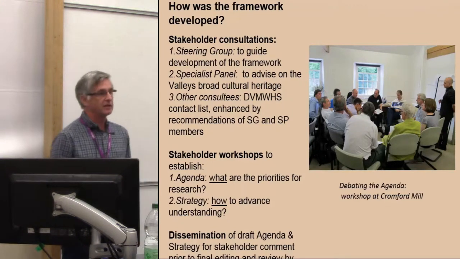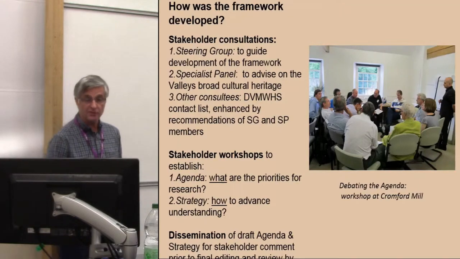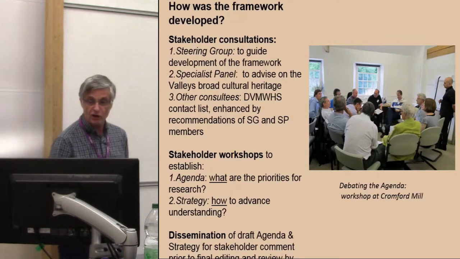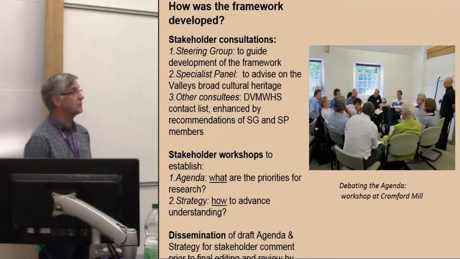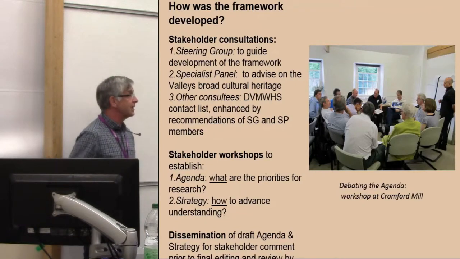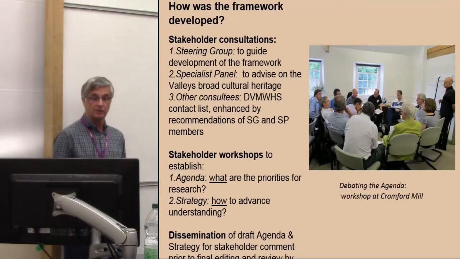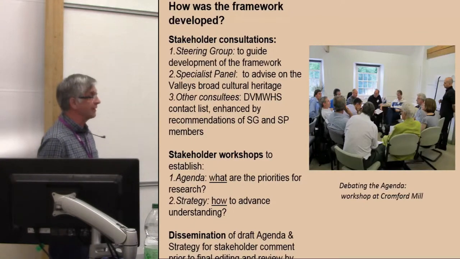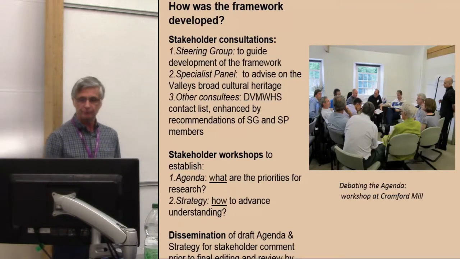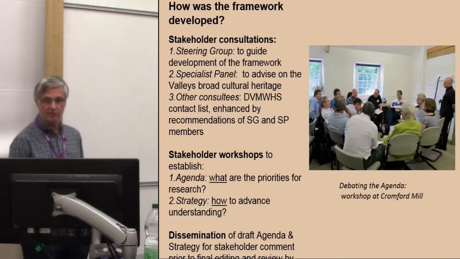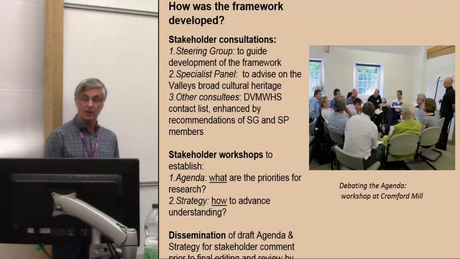So we kicked off with a number of stakeholder workshops. The first one, you see a slide of the workshop in action on this slide here. The first one was to focus on the agenda. The basic aim was to pose the question, what are the priorities for research? And we were really asking the audience from this point of view, what do you see as the key questions that need to be posed? And you see on the right-hand side a group of dozens or so people discussing, on this particular occasion, the issue of landscape and environment.